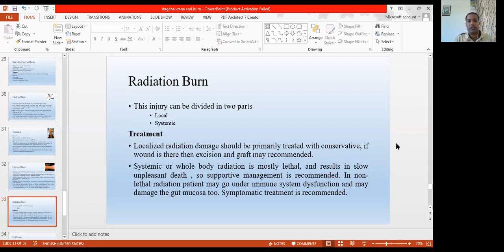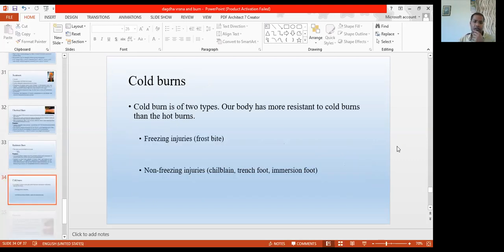And if the patient gets a systemic injury from radiation, it is very difficult to treat. Only palliative treatment is advisable, because the patient will land in a painful death, so radioactive radiations are very dangerous. Okay, so this should be avoided. If you identify any patient with this kind of injury, then only palliative care is the mode of treatment, otherwise it is very difficult to cure the patients.